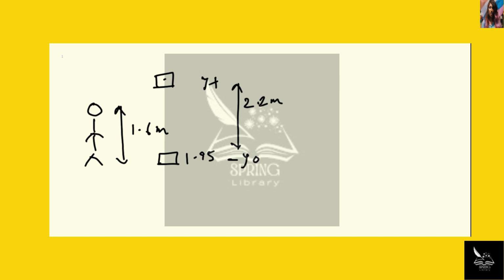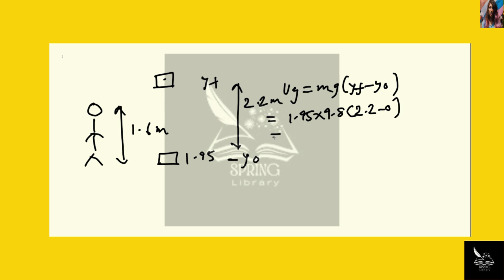So the potential energy formula is UG equals mg (y final minus y initial), which equals 1.95 times 9.8 times (2.2 minus 0). This is the initial level, and the final level is 2.2. So if you solve that, you get 42 joules. That's the answer to the A part.